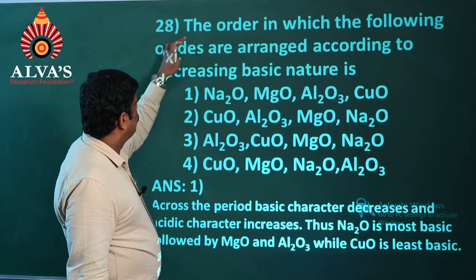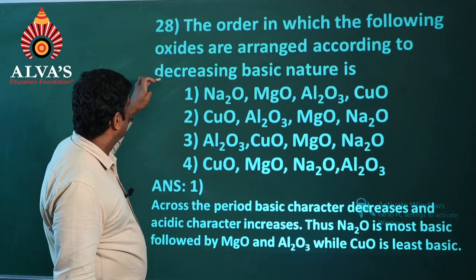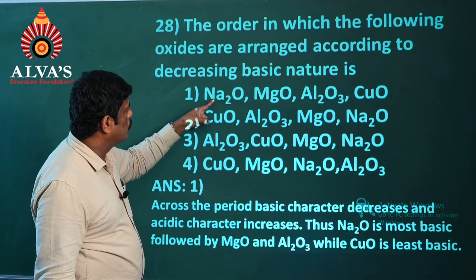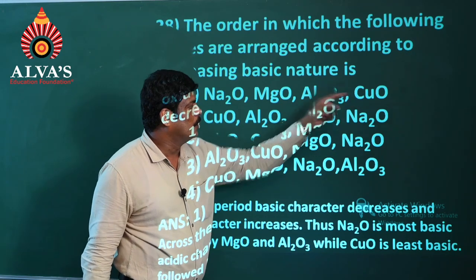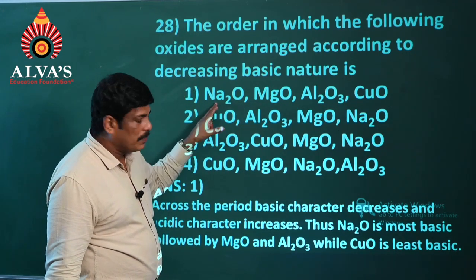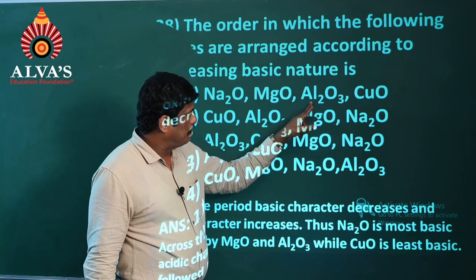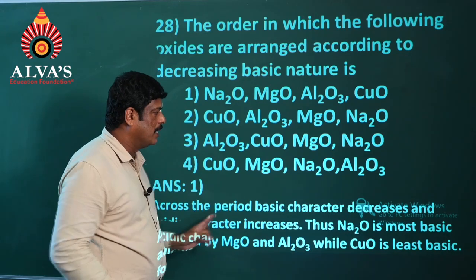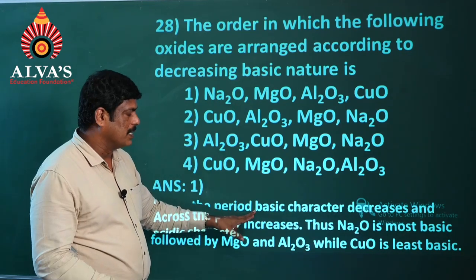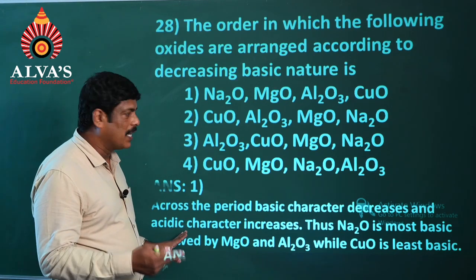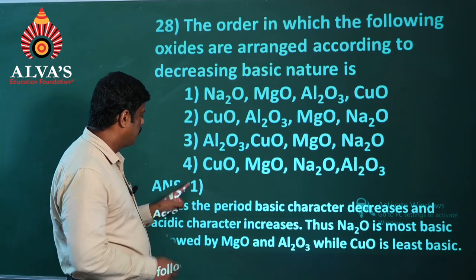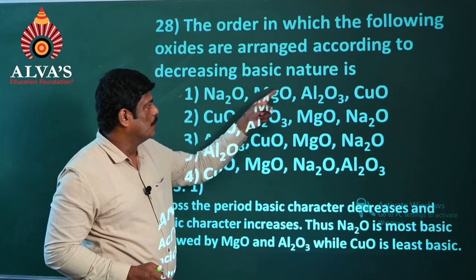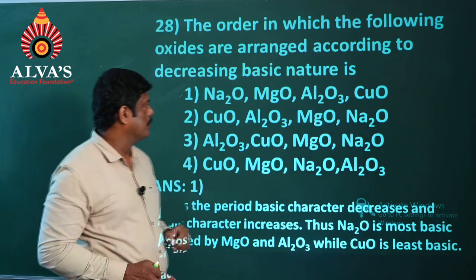The order in which the following oxides are arranged according to decreasing basic nature: Na2O, MgO, Al2O3, CuO. S block, first group elements, second group elements, P block and the D block elements. If you move across the period, the basic character decreases and down the group basic character increases. So by looking at this concept, we can go for the first option. Na2O is more basic in nature than MgO, than Al2O3, than CuO. The option must be the first option.